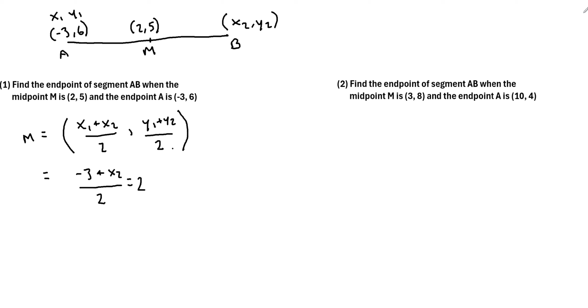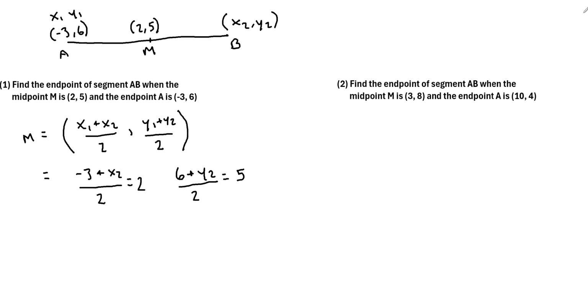Similarly, y1, we're told that that's 6 plus y2. We don't know y2. That's what we're trying to figure out for B. Divided by 2. But we do know what this has to be equal to. It has to be equal to the y value of the midpoint. And we're told that's 5. So we know this must be equal to 5. So all we have to do now is solve for x2 and y2.